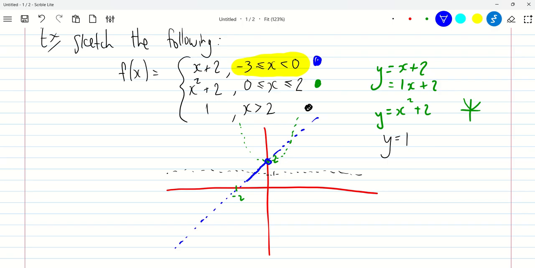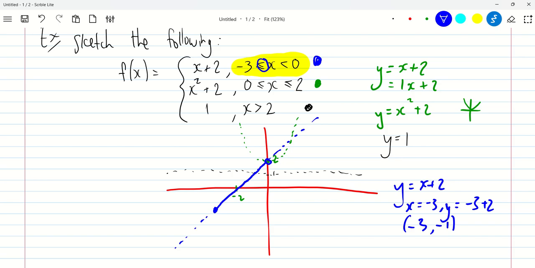So for y equals x plus 2, I'm just doing some working out here. If x is equal to -3, then y is equal to -3 plus 2, which is -1. And so we're going to get the point -3, -1, which is where this line is going to stop. That's roughly about there, and it's including that point. So that solid line is going to go all the way between there and there.